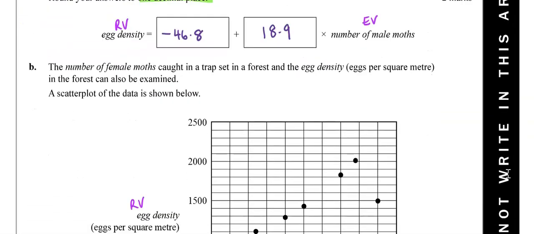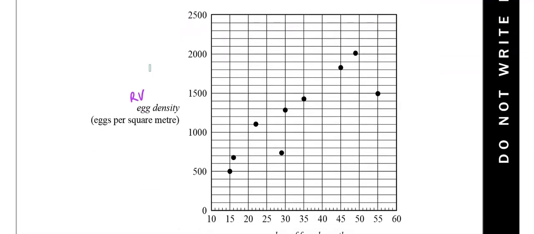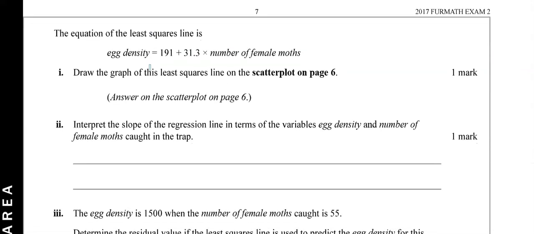Okay, part B. So the number of female moths, so please note this is now a different scenario. The number of female moths caught in a trap set in the forest and the egg density in the forest can also be examined. And we have our scatter plot here below. Continuing over the page, the equation of the least squares line is egg density equals 191 plus 31.3 times the number of female moths. Draw the graph of the least squares line on the scatter plot on page 6.